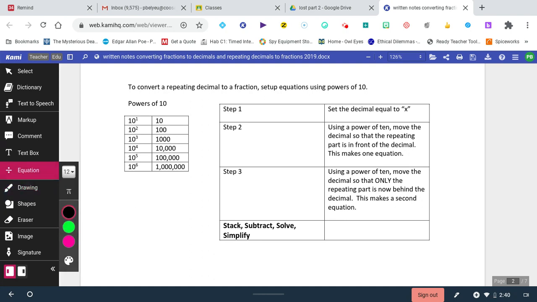All right, so I have a method, and you may have to use this chart for a while. I hope you understand. I'm going to go through plenty of these, and we'll do more of these tomorrow, too, if you need more help. So let's talk about powers of 10. We're going to make use of powers of 10 when we're trying to convert a repeating decimal to a fraction.